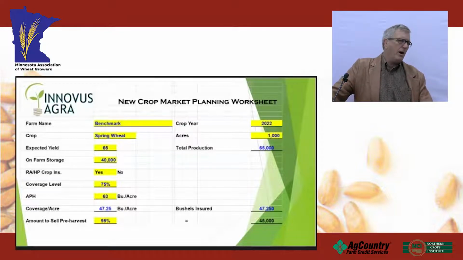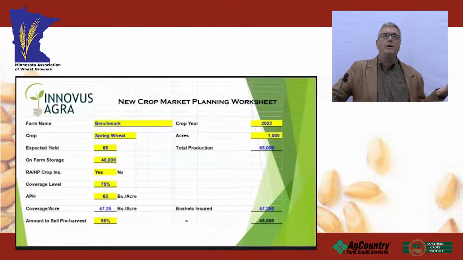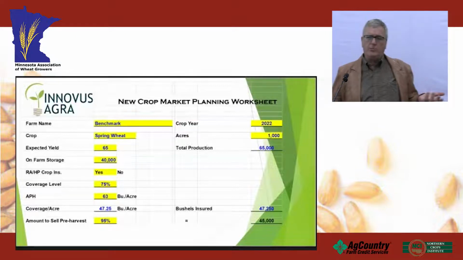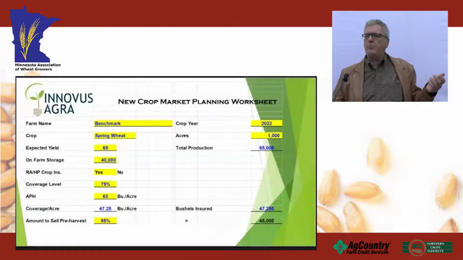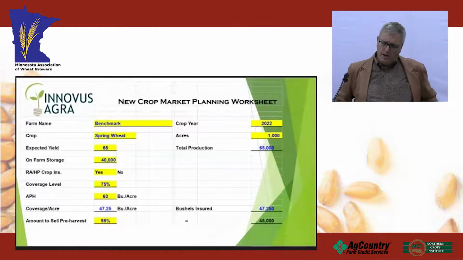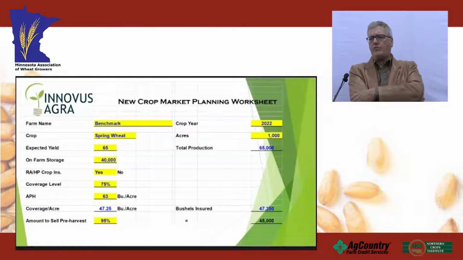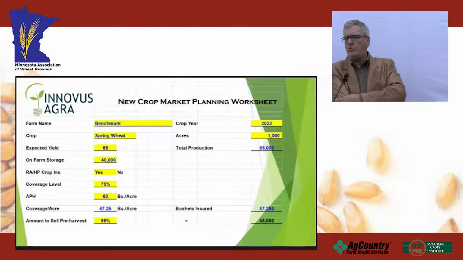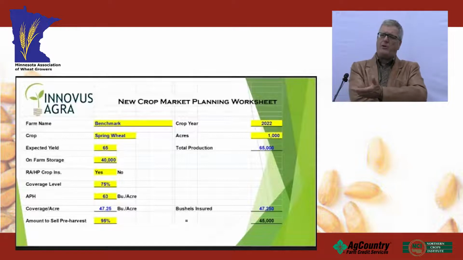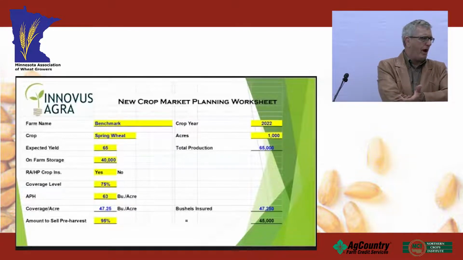We've got a limited amount of on-farm storage, which tells us that we've got to make some sales when? At harvest time. We've got to deliver some of that wheat at harvest time if we're going to grow our APH. In this particular case, the APH is 63 bushels per acre. We choose to use a 75% revenue-based insurance policy, which means that we can insure about 47,000-plus bushels on that 1,000 acres, and we're going to put about 45,000 into a pre-harvest plan.